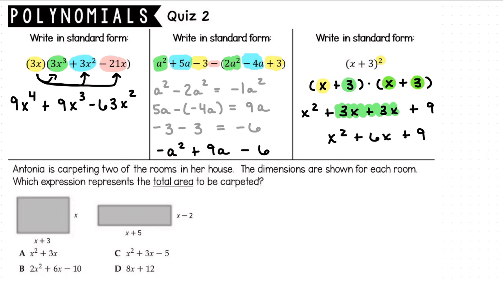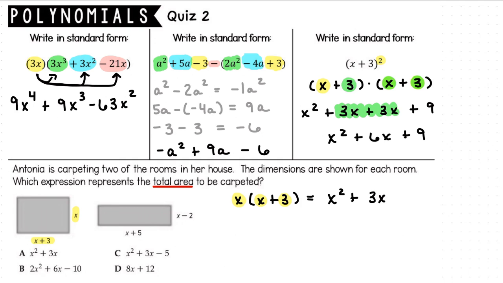The final question shows us that we're to find the total area of the two rooms to be carpeted. Since they're both rectangles, we'll look at each of them separately. Starting on the left in yellow, we have a rectangular room with a length and width of x and x plus 3. Since the area of a rectangle is length times width, we will multiply these two polynomials. I have an x times an x plus 3. This results in an x squared plus 3x.